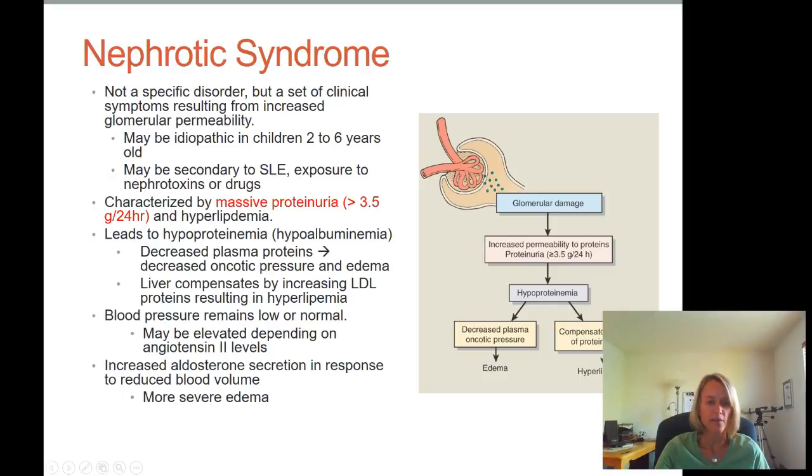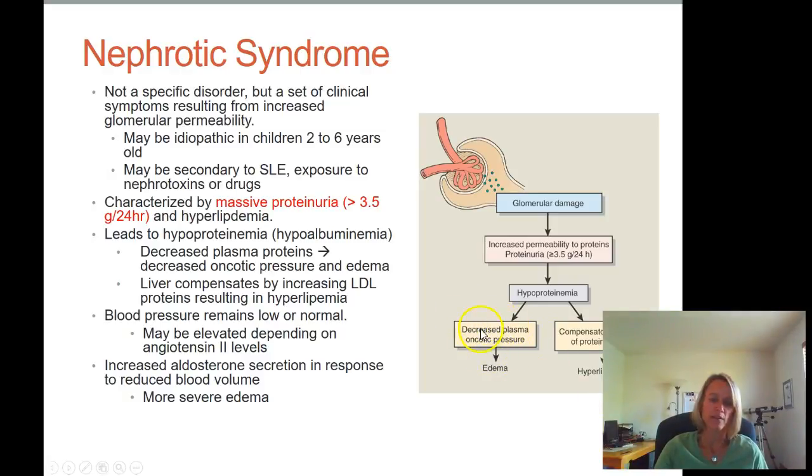And that's going to increase LDL proteins, and that's going to result in greater lipids in the blood, or hyperlipidemia. Blood pressure remains low or normal, may be elevated depending on angiotensin II levels. We can get some increased aldosterone secretion in response to reduced blood volume.